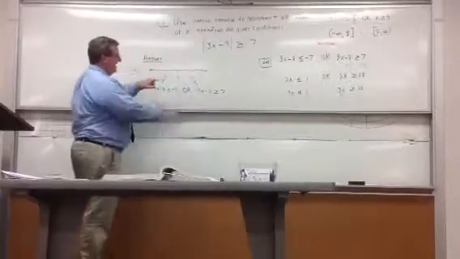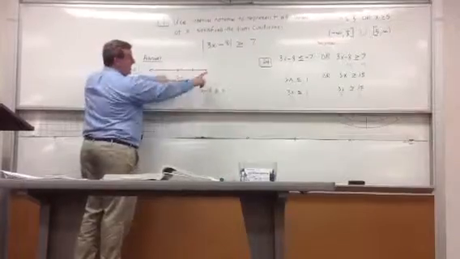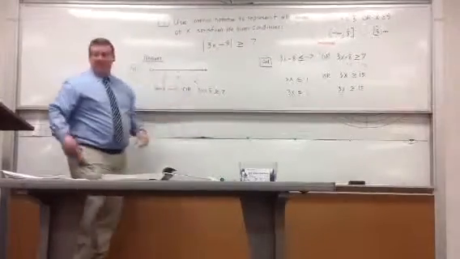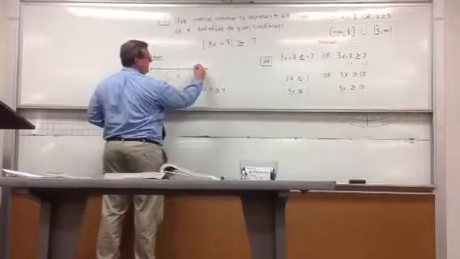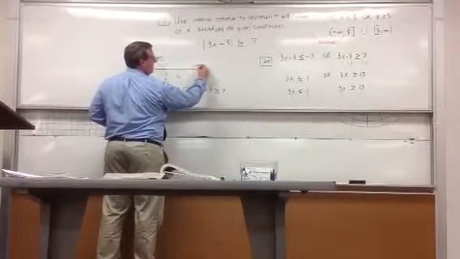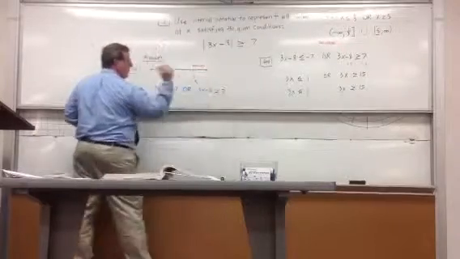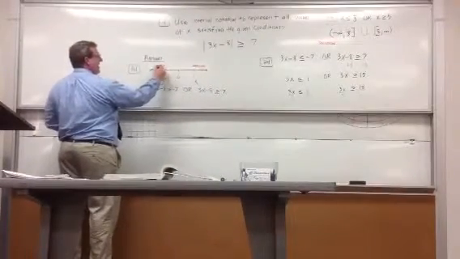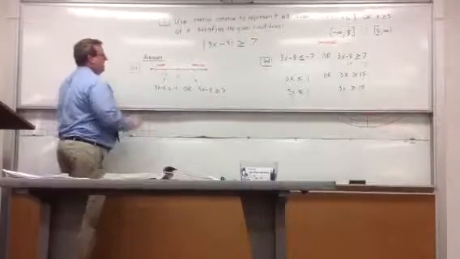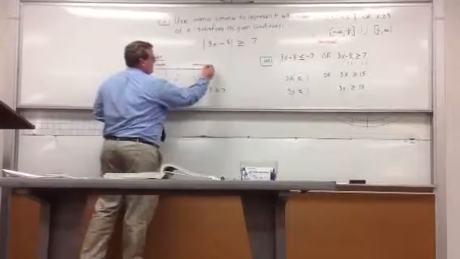Absolute value means distance from 0 on a number line. So what does it mean to be further than 7, greater than or equal to 7 units on the number line? It means you're over here to the right of 7, or you can go the other direction in the negative direction past negative 7 this direction. And it goes on forever.